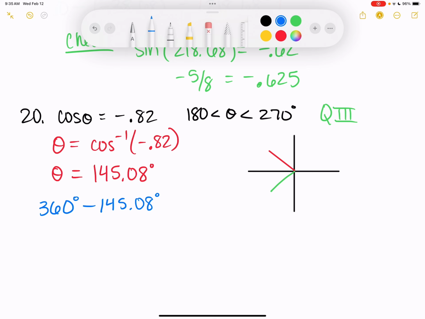Isn't that 270 though? Because 360 would just go back to where it is. No, because I'm subtracting this number from 360, which is going to put me down here. 214.92. So now take the cosine of 214.92 and tell me what you get.